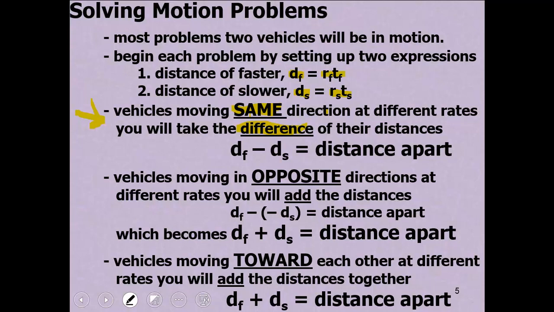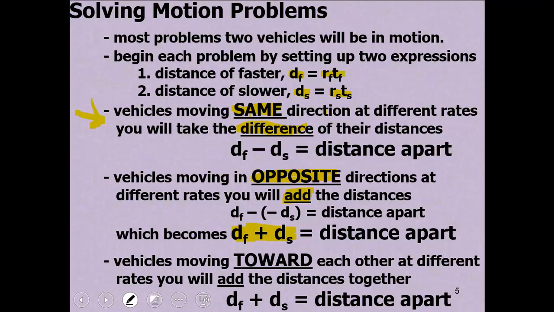Let's say the vehicles are moving in opposite directions at different rates. You're going to add the two distances together, because if you subtract off an opposite, then it actually becomes plus. So you're going to use the sum of the two distances traveled. That's going to be the distance apart if they're moving in opposite directions. Say one is moving to the left 4 units and one is moving to the right 3 units. The distance between them is getting bigger, by adding those two things together.